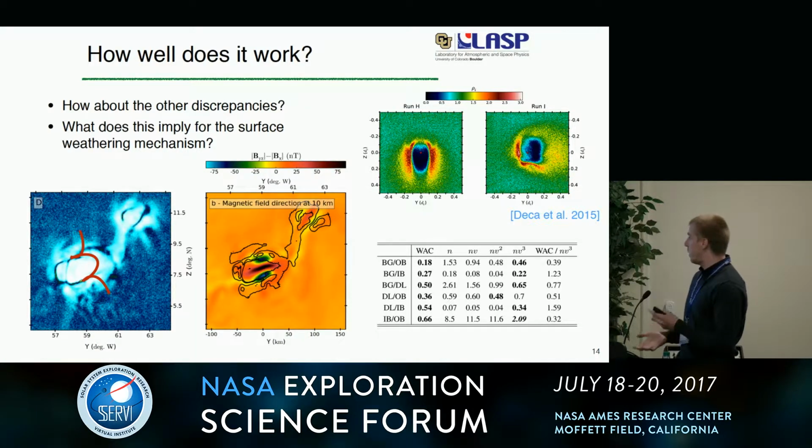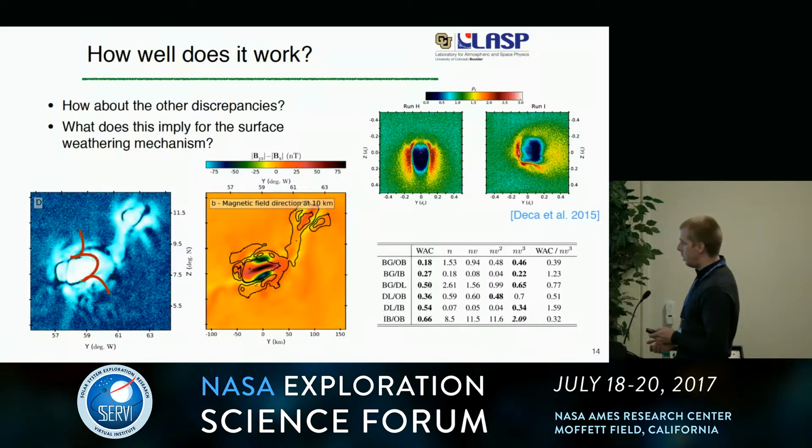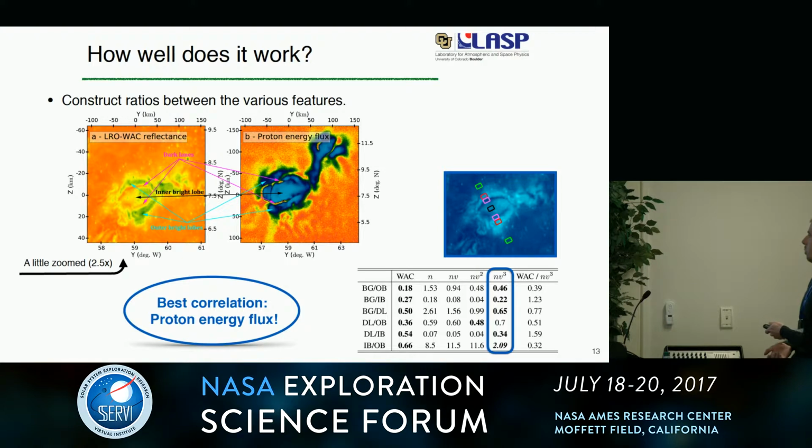They're all good except for one. And I'm not sure why you see this here best. Okay, let's just go with this one. So, the way I characterized this is I basically took ratios between the inner bright lobes and the outer bright lobes, and then compared what LRO saw with what sits in the simulation.